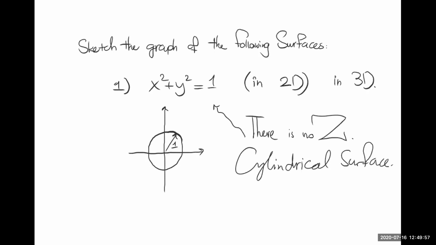So if you look at x, y, z, in x, y we have this circle. This circle is independent of z, so it's a cylinder in the direction of z. That would be the answer. That is correct. So that would be the first one. Good.